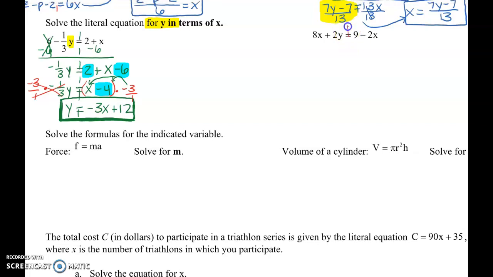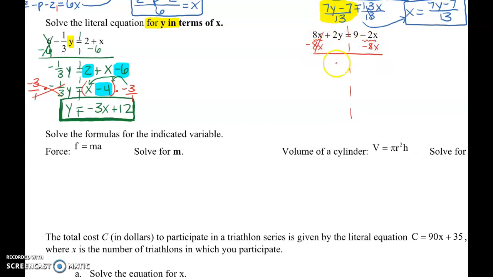Over here, we are still trying to get y by itself. I have an 8x and a negative 2x. It would take me more steps if I moved the 2x, so I want to move everything away from the side that y is on.